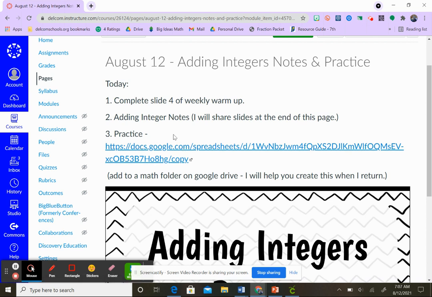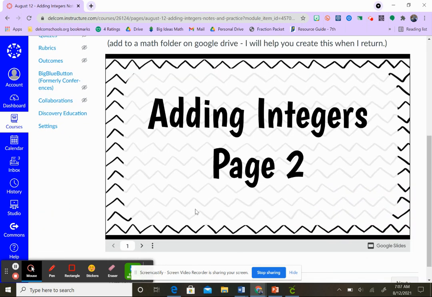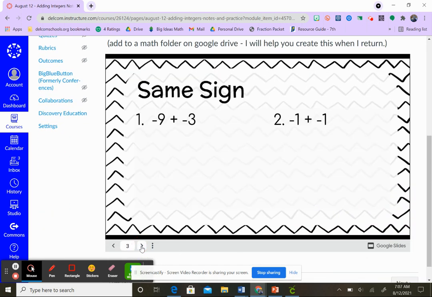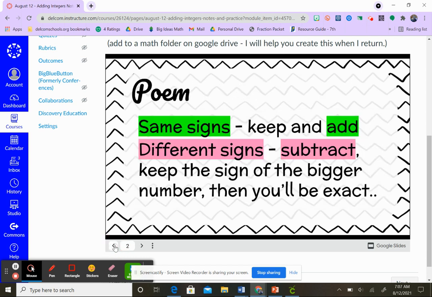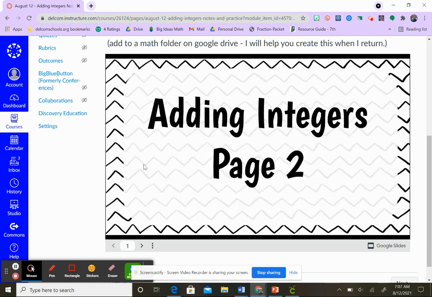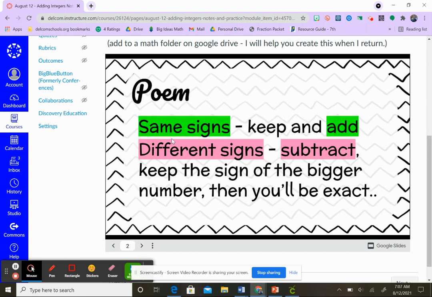I do want you to take these notes that are here on the slides and put them in your notebook. So let me show you that. I want your notebook for today to say adding integers at the top. You're going to number it page 2 since we've already had page 1. And then I do want you to write this poem down.